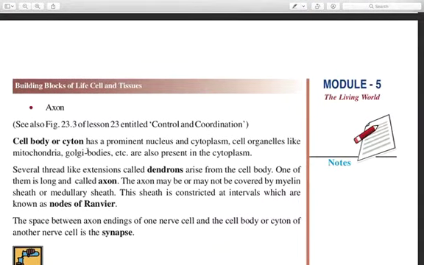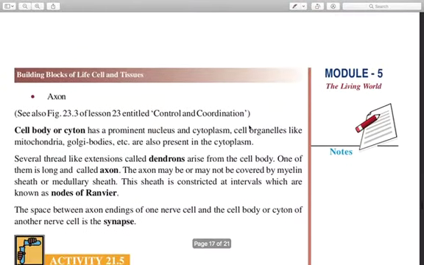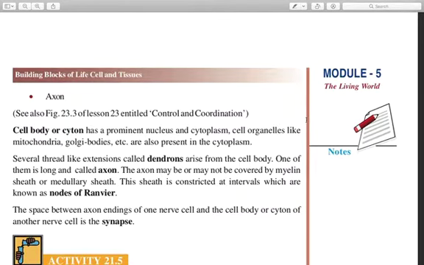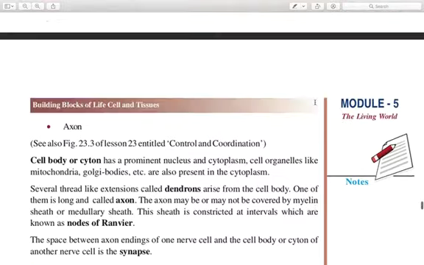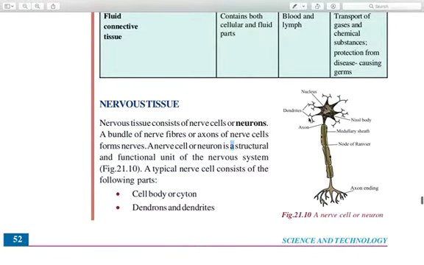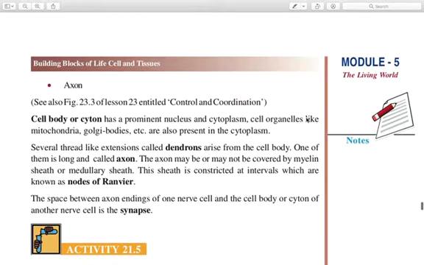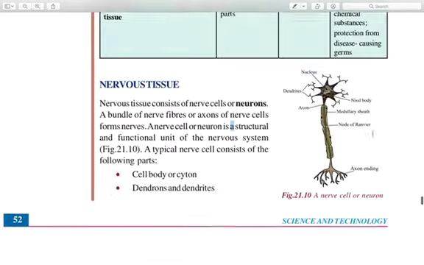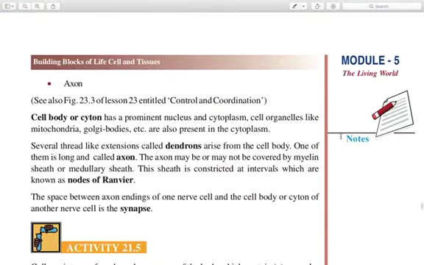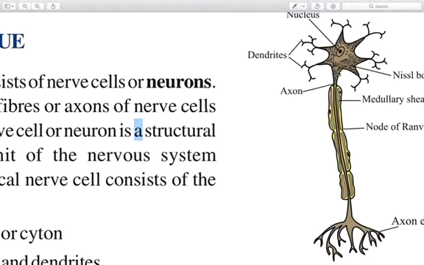So the cell body or cyton has a prominent, distinct nucleus in it, and cytoplasm is also present. Cell organelles like mitochondria and Golgi bodies are also present in the cytoplasm. We saw earlier about the cytoplasm, Golgi bodies, mitochondria, everything. So several thread-like extensions are called dendrons. They arise from the cell body, and one of them is long and called the axon. Here you can see it is long. It is what is called the axon.